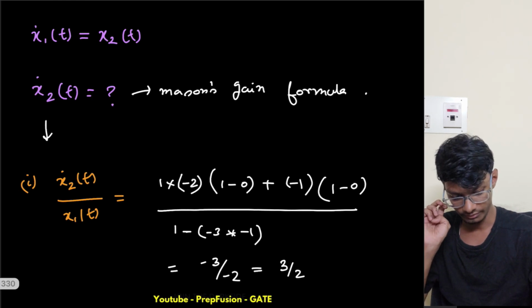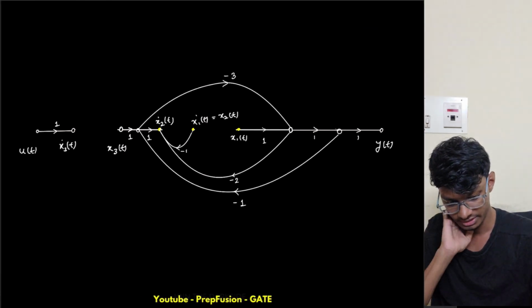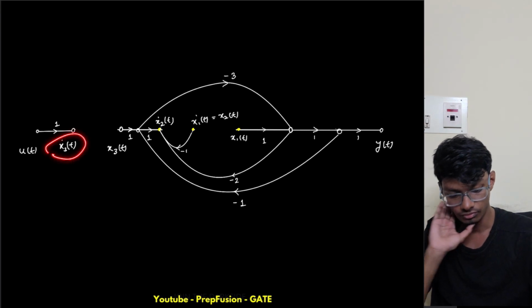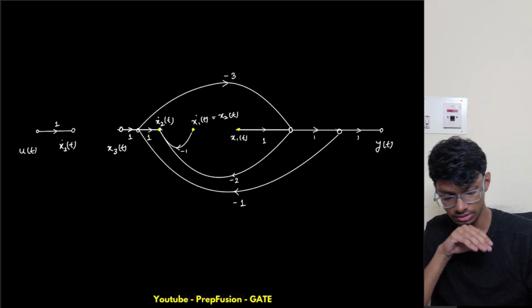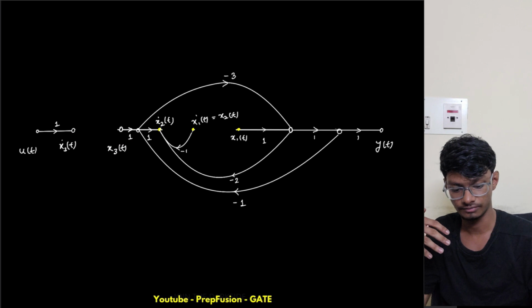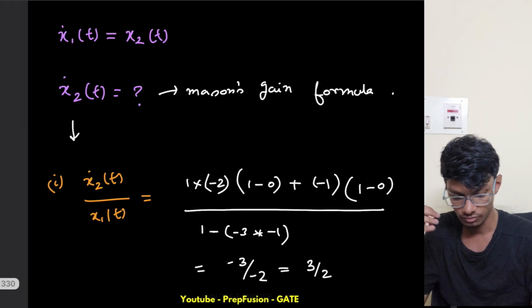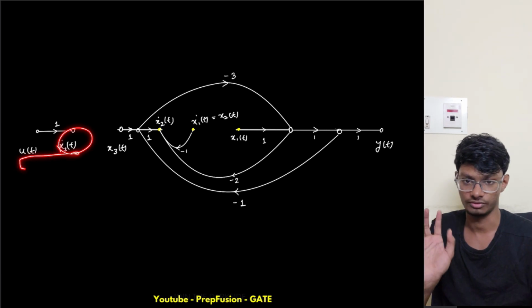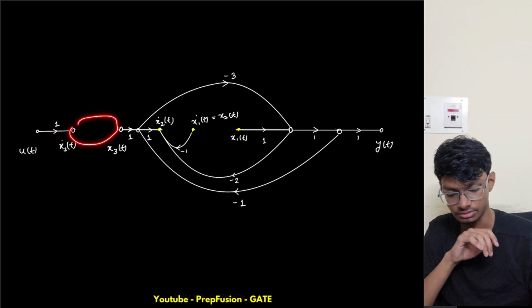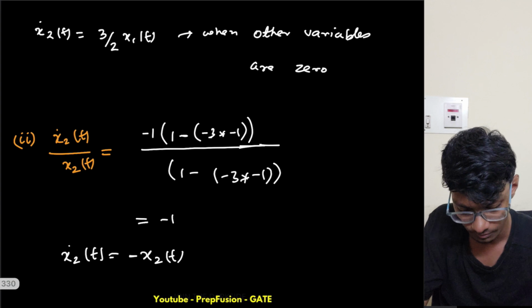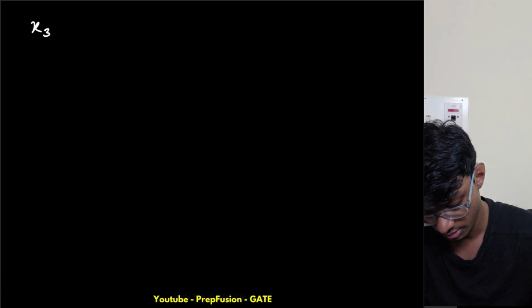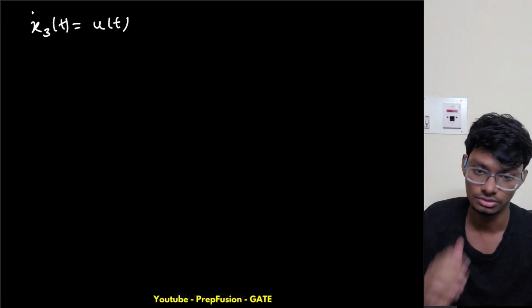So for x3 dot of t, what do you have? We have only the input because none of them are coming for the forward path. There isn't any interconnection for x3 dot of t. So x3 dot of t is simply equal to u of t only, because we don't have a connection. This node is floating. So x3 dot of t equals u of t only. Just be careful about this.